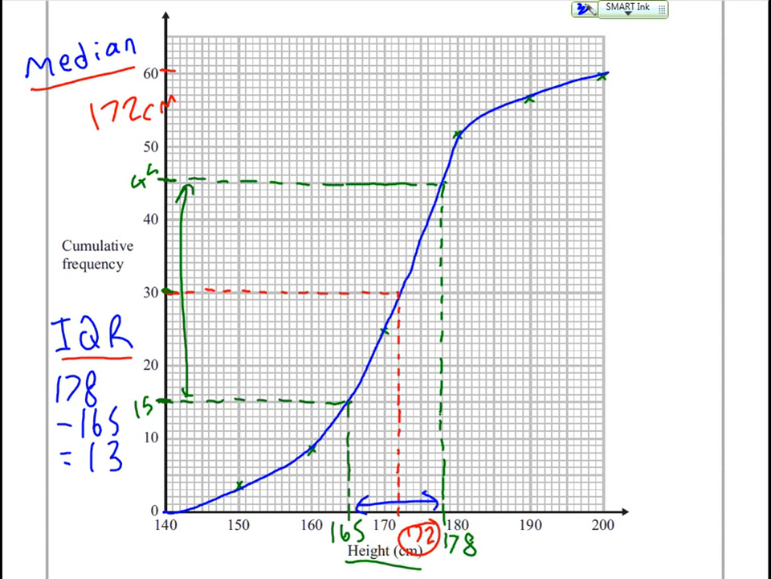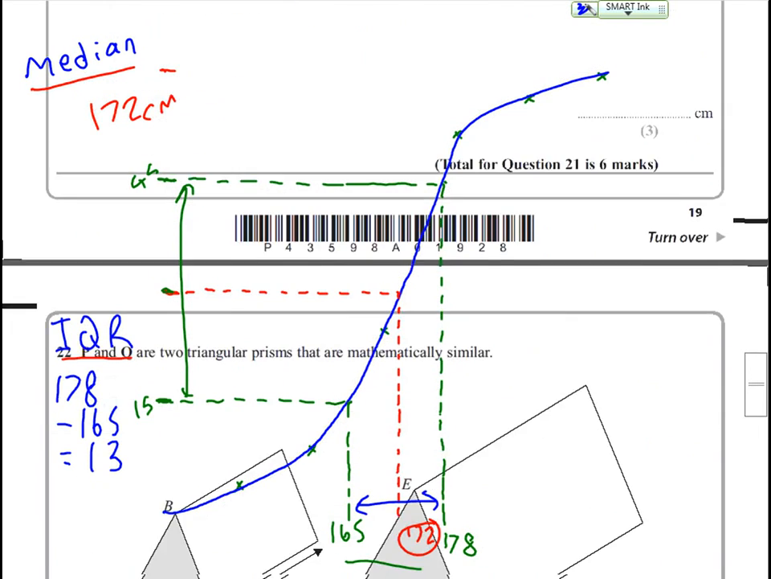Okay, so now we can erase the slide and move on to the next question. Okay, so it's going to be question 22.